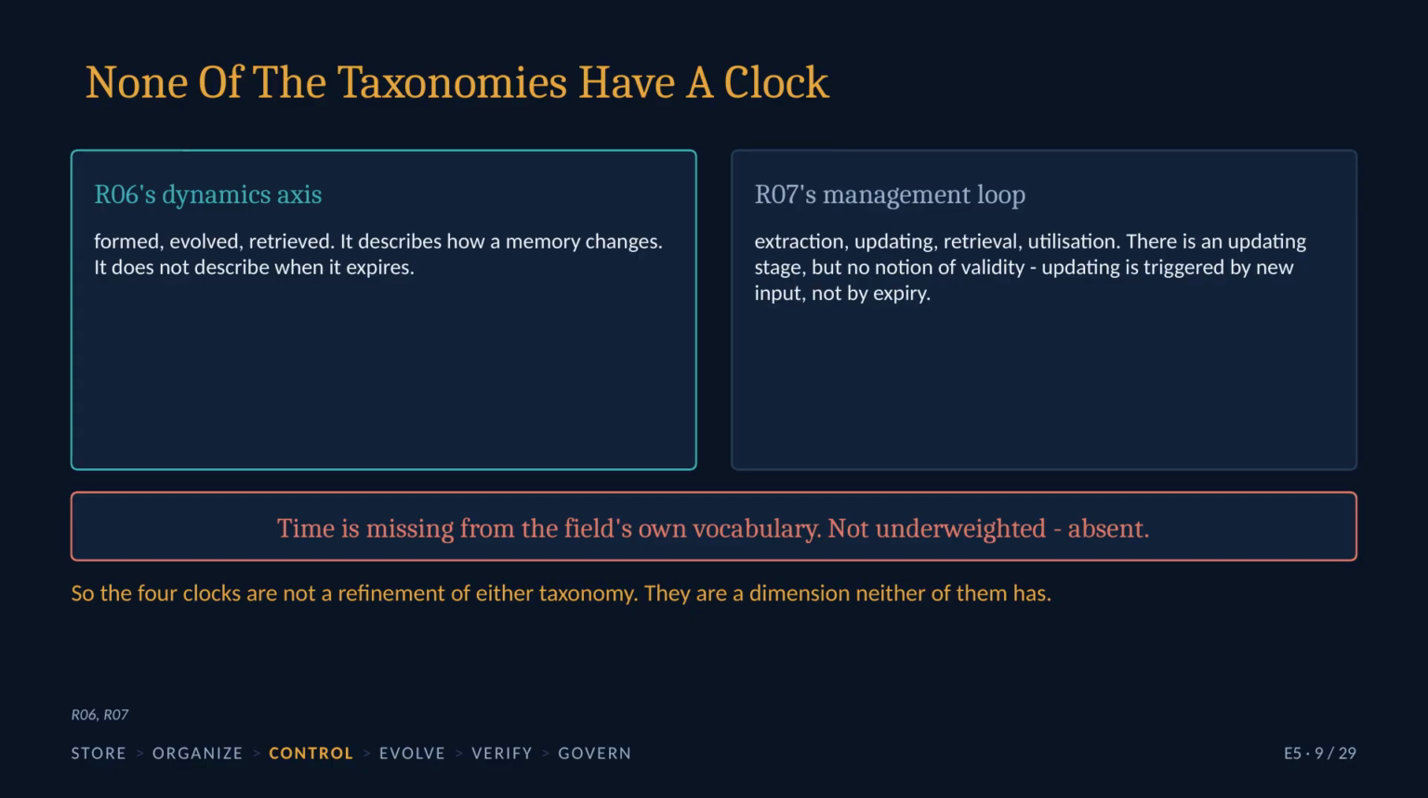We spent a whole episode on 3 competing taxonomies of agent memory. What do they say about time? Our 06 dynamics axis is formed, evolved, retrieved. It describes how a memory changes and says nothing about when it expires. Our 07's management loop has an updating stage, but updating there is triggered by new input arriving, not by something becoming untrue. There is no notion of validity in it at all. So time is missing from this field's own vocabulary. Not underweight, absent. The 4 clocks are not a refinement of either taxonomy, they are a dimension neither of them has. Which is a reasonable thing to notice about a field this young.